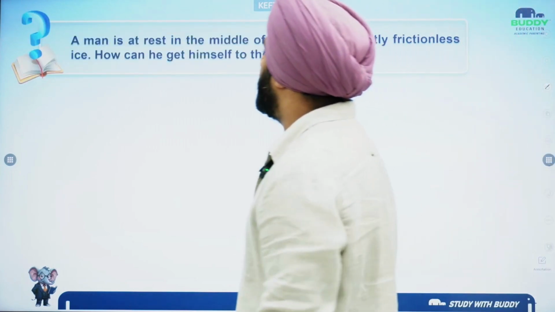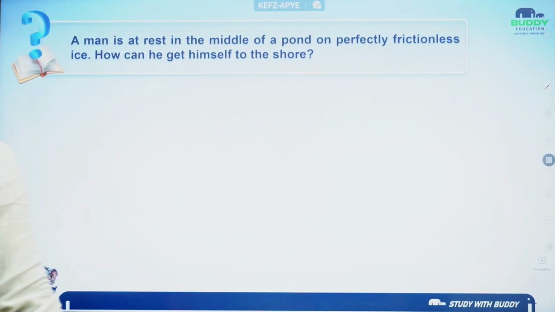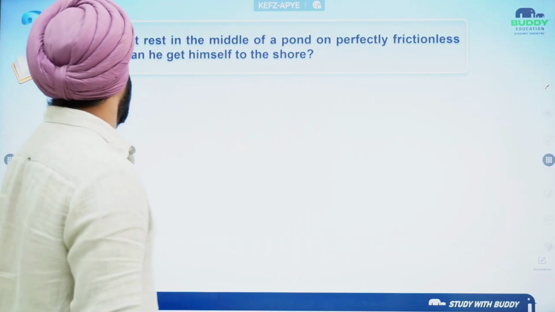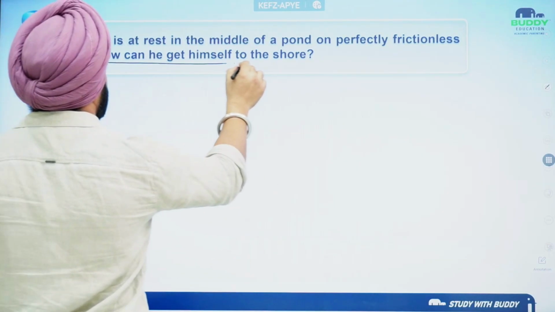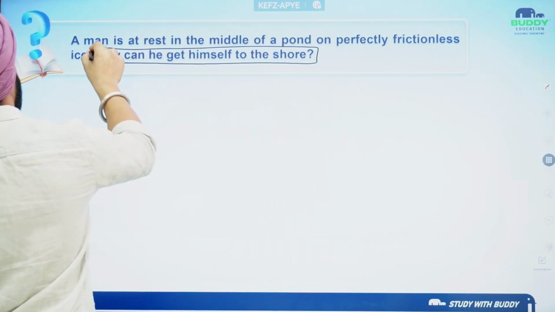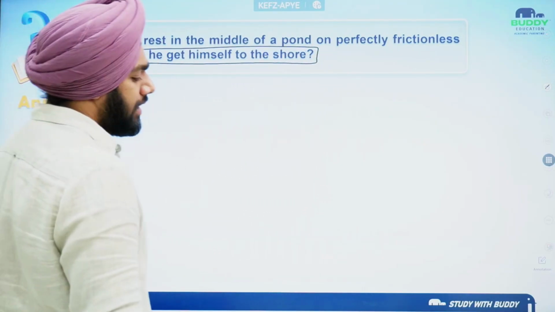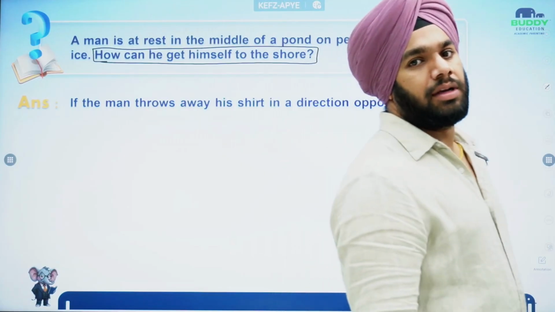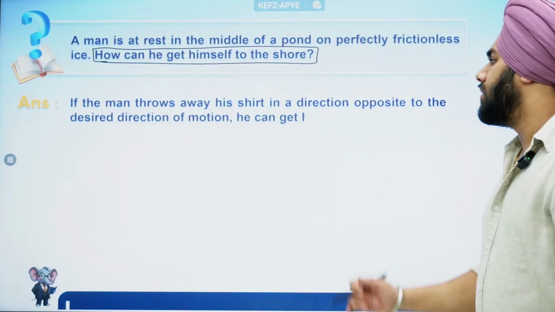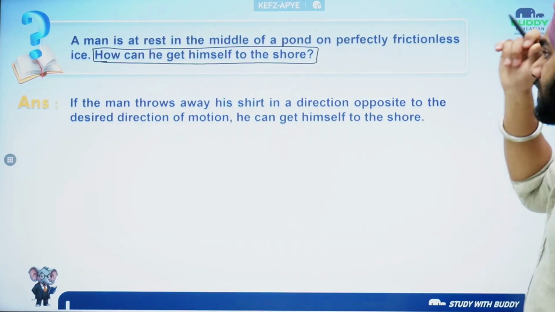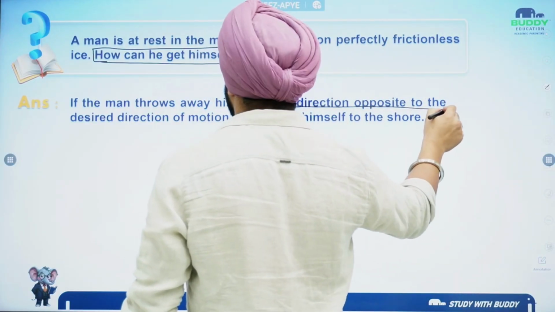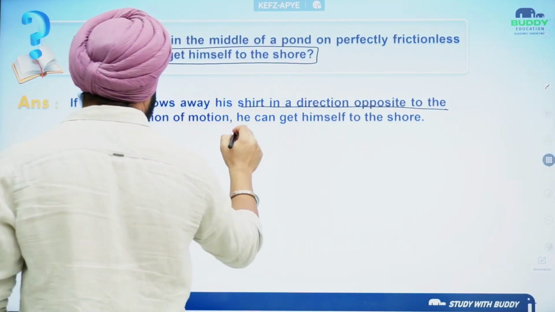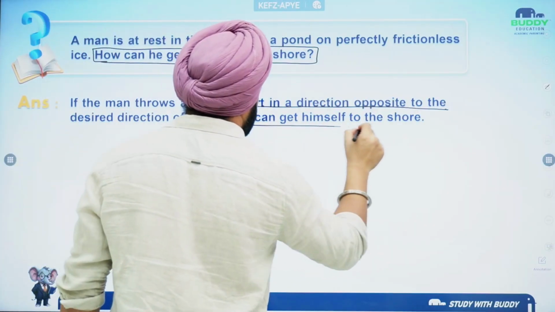Okay, a man is at rest in the middle of a pond on perfectly frictionless ice. How can he get himself to the shore, right? So he has to apply some force, right? Yes or no? The answer here is, if the man throws away his shirt in a direction opposite to the desired direction of motion, he can get himself to the shore.